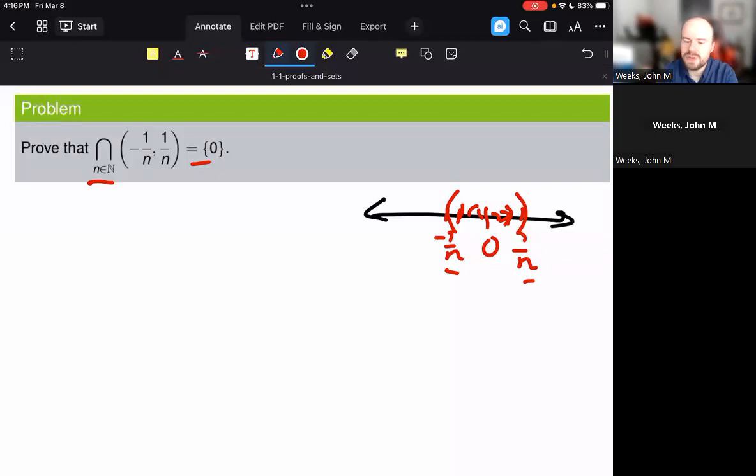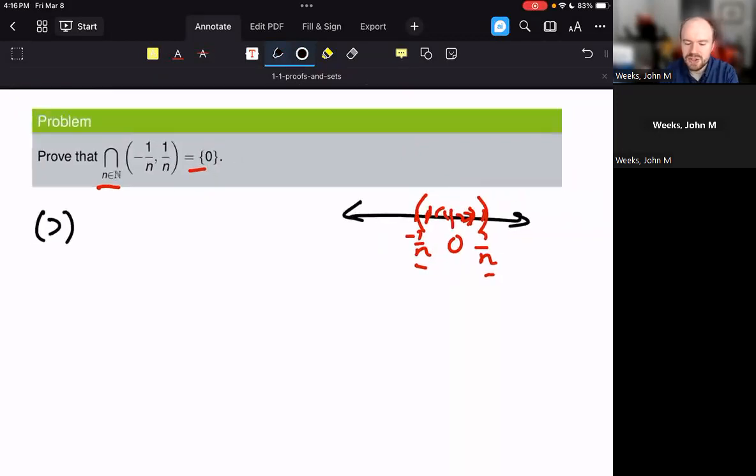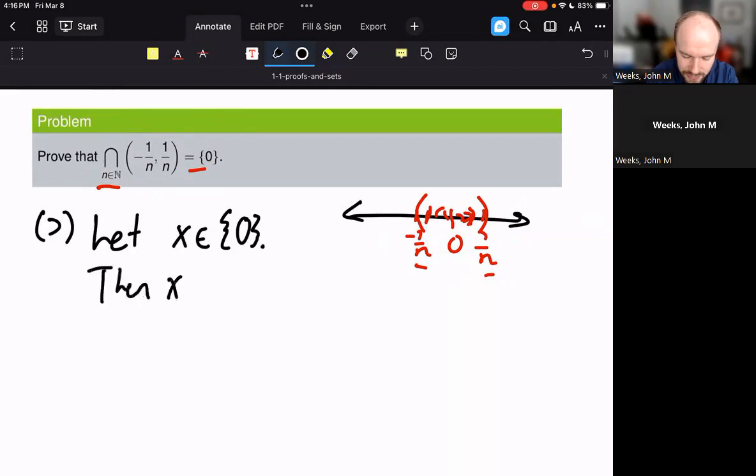Let's see if we can do this using double inclusion. One inclusion for this is really easy, so I'm going to go ahead and get this out of the way. This is the one that says that the set of the intersection of these open intervals contains the set {0}. So I'm starting by saying, if X is in the set containing 0, then X is in the intersection of each of these. So I start like this. Let X be in the set {0}. Well, there's only one element in this set, so X is equal to 0.